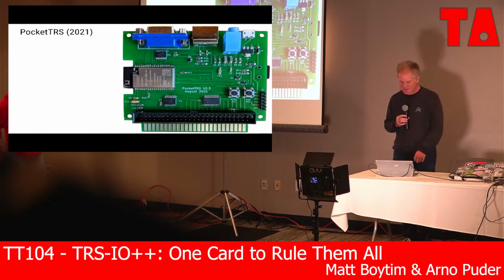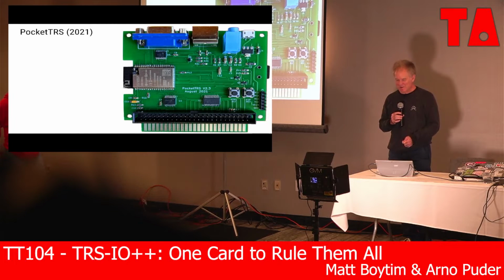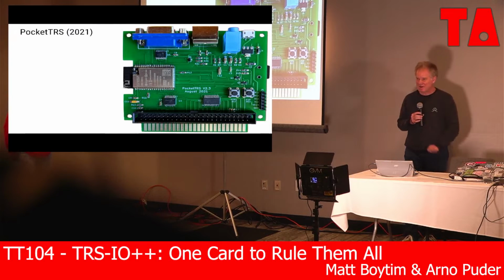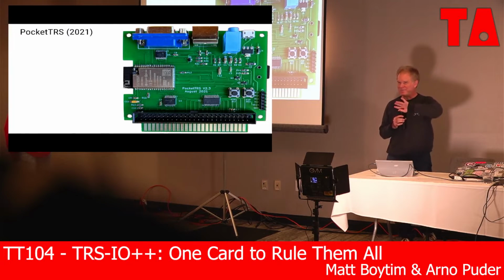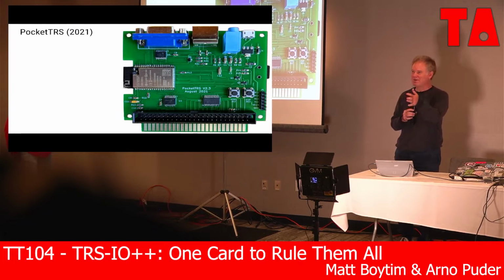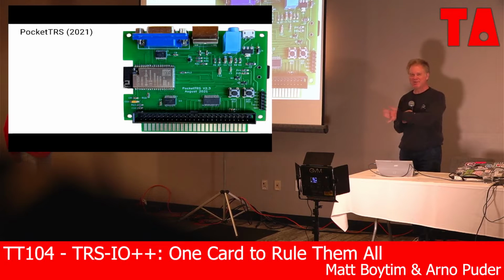And it basically has again this ESP32 microcontroller, but the expansion interface on the bottom, or the edge card connector, now is kind of flipped in functionality. So for TRS-IO, you connect it to a vintage TRS-80. For PocketTRS, you can connect vintage peripherals like a hard disk.